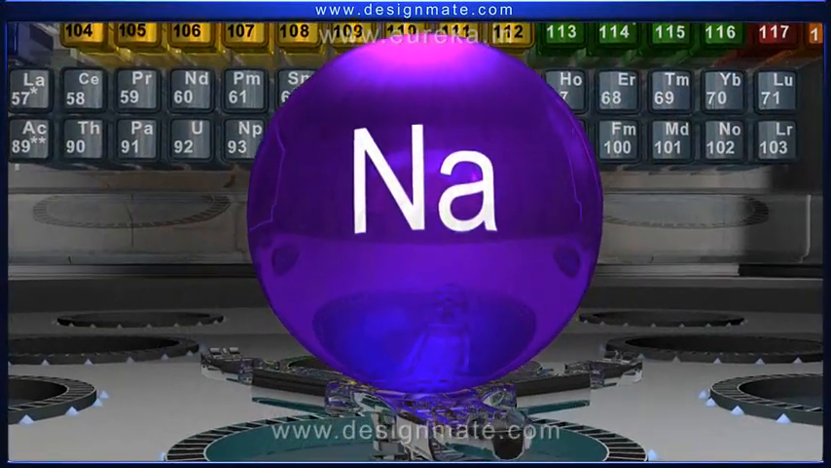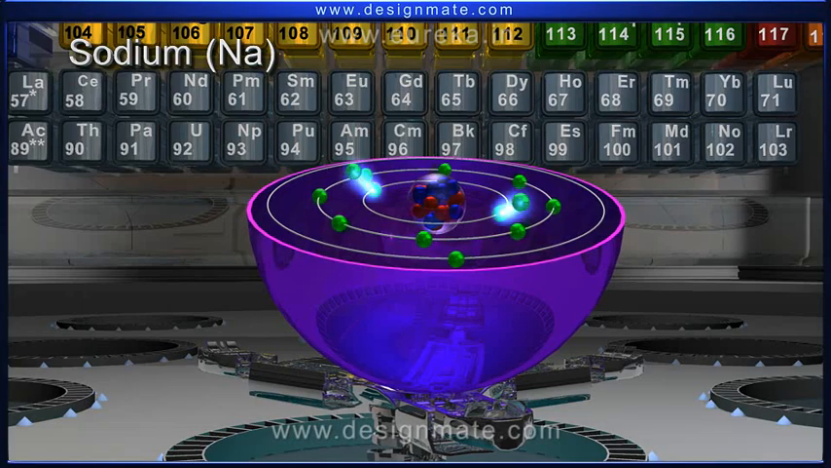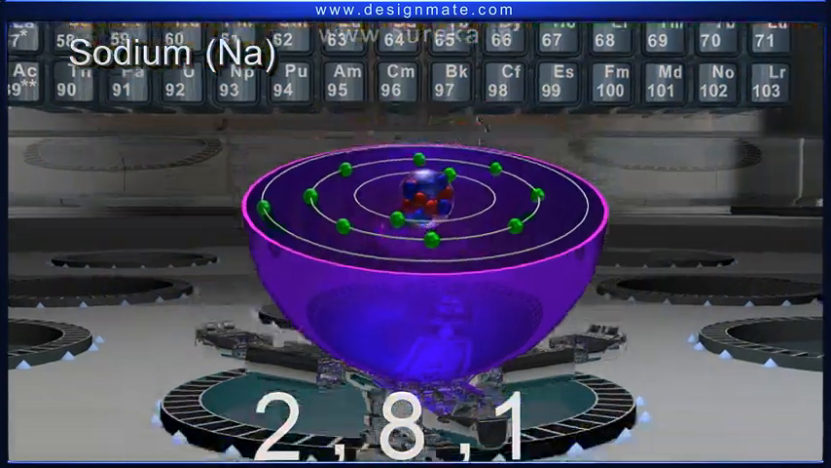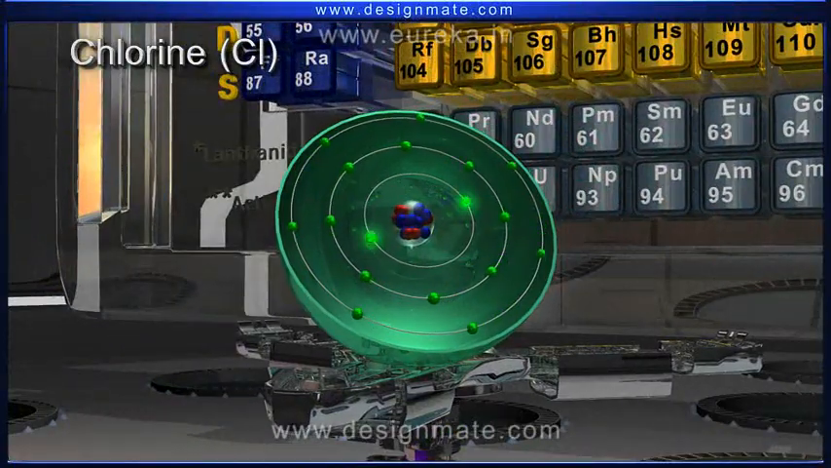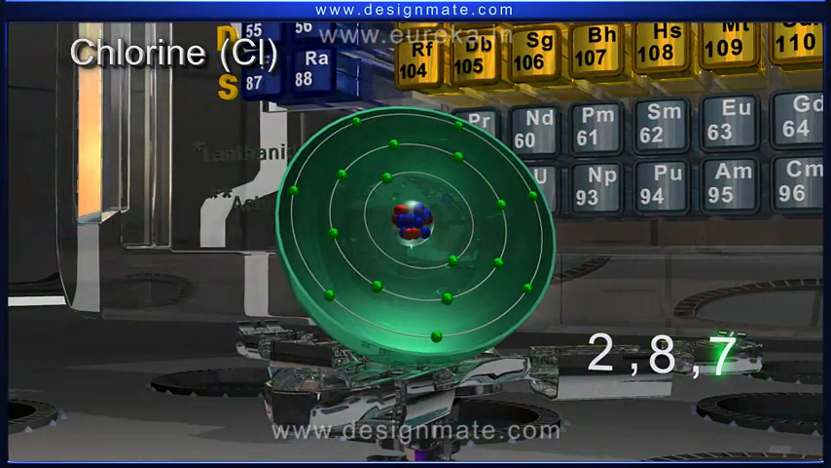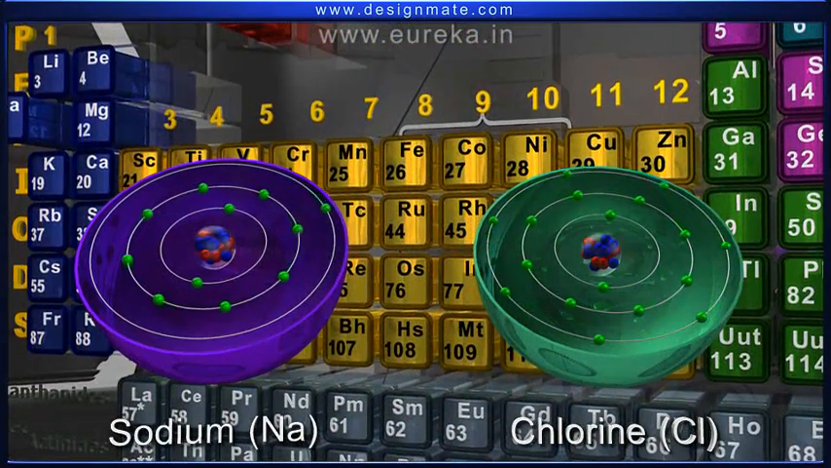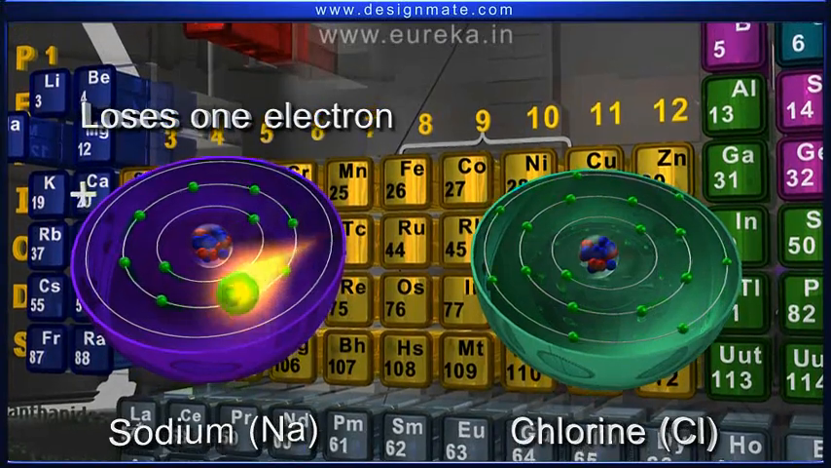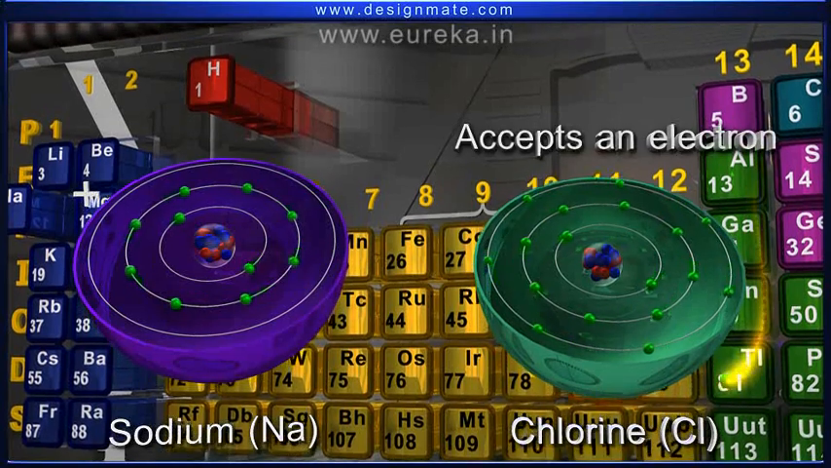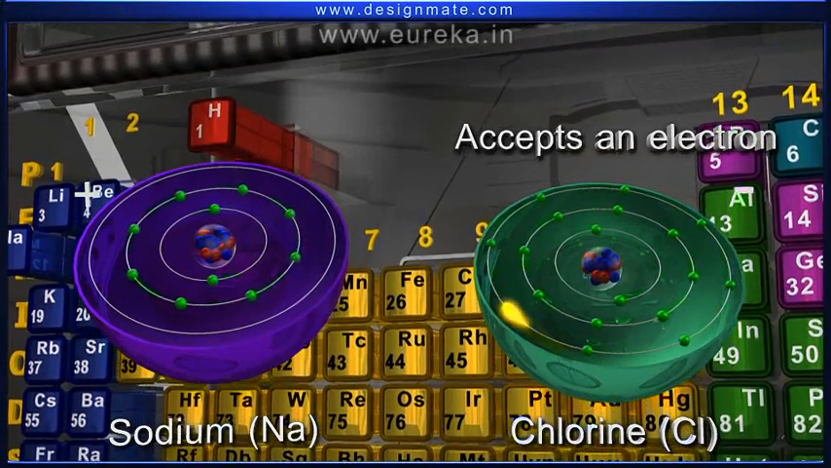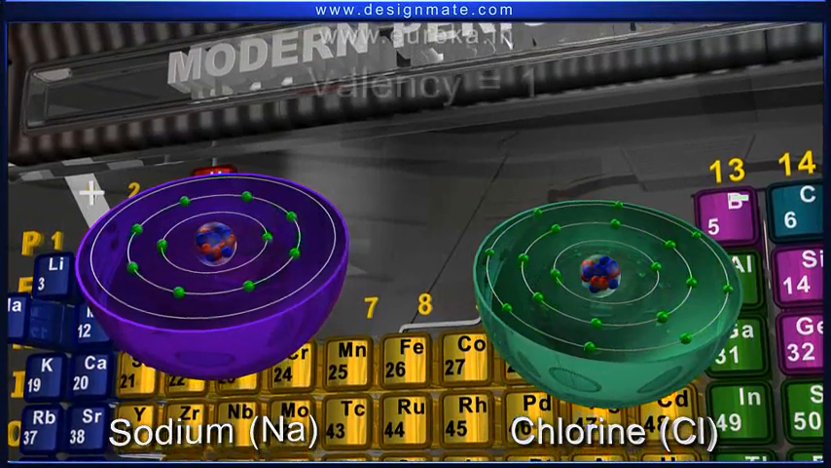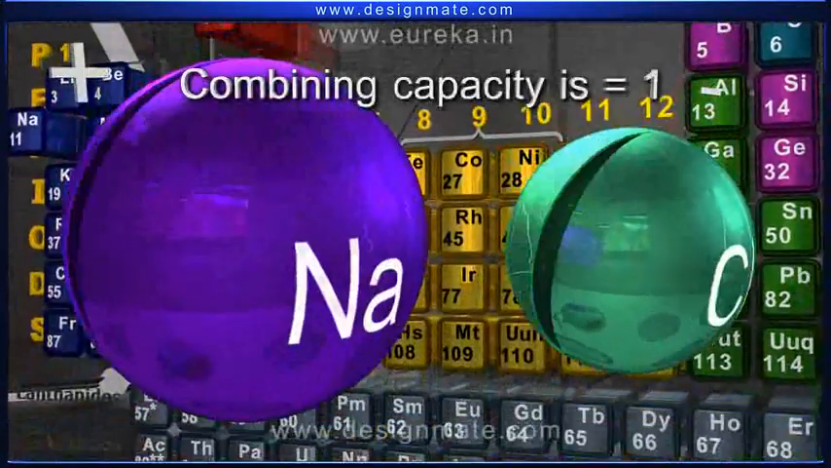For example, the electron configuration of sodium is 2, 8, 1, and that of chlorine is 2, 8, 7. Sodium finds it easier to lose 1 electron rather than gaining 7 electrons to complete its octet, while chlorine easily accepts an electron rather than losing 7 electrons to complete its octet. Thus, both sodium and chlorine have a valency of 1, as their combining capacity is 1.